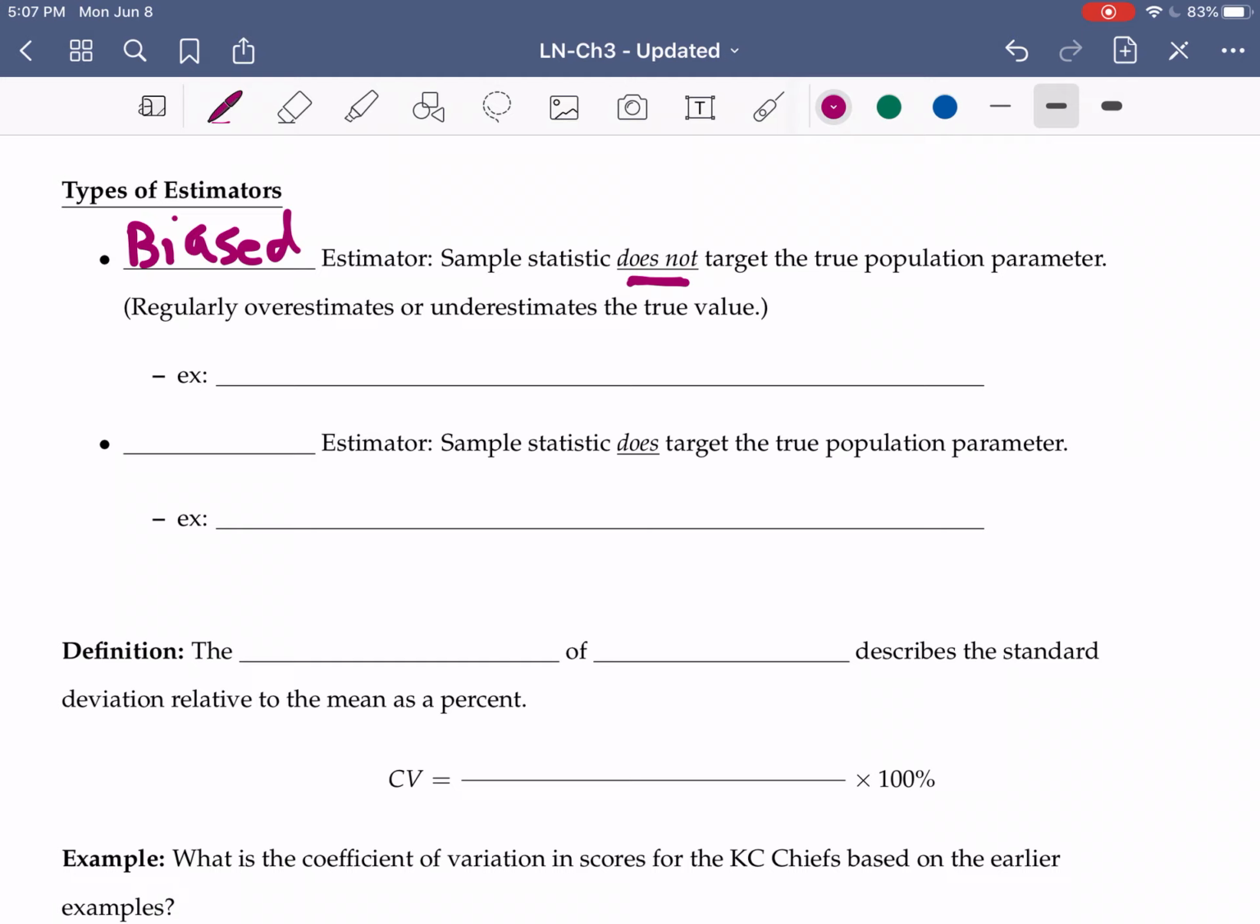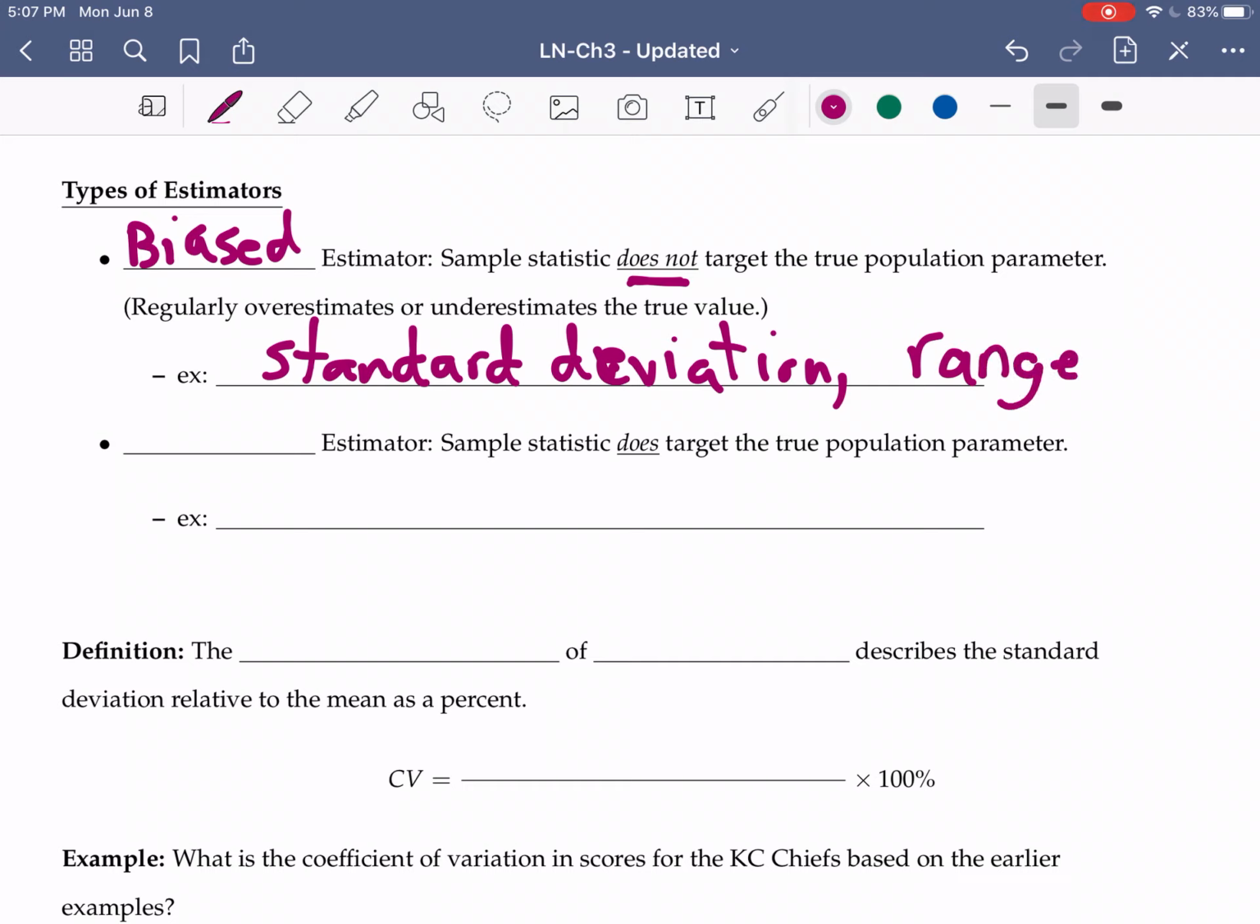It will regularly overestimate or underestimate the true value. So something like the standard deviation, that is a biased estimator. If you have a sample and you calculate the standard deviation for the sample, that would not target the true population parameter. The range for a sample is not going to target the true population parameter.